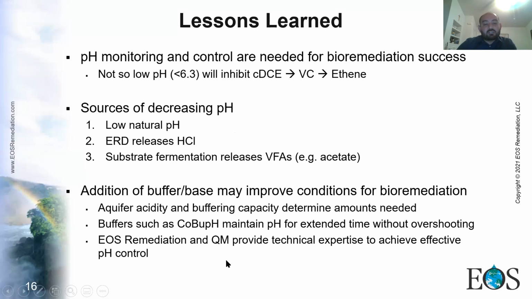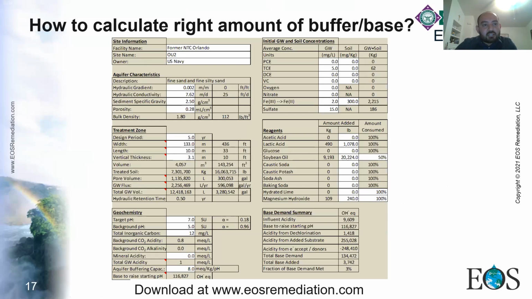And we can solve some of these issues by adding a buffer and base. The amounts needed will depend on the aquifer acidity and buffering capacity. And EOS Remediation and QM will definitely back you up with the science and enough technical expertise to calculate the proper pH control.